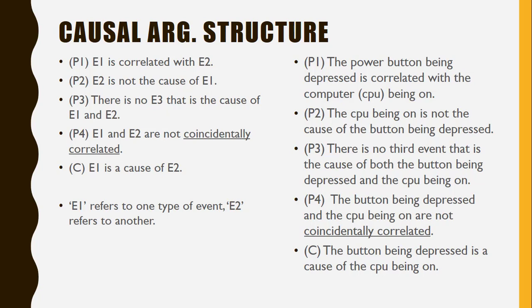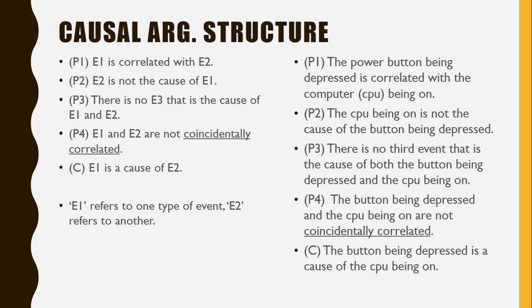The fourth premise is this. E1 and E2 are not coincidentally correlated. They're not accidental correlations; it's not mere coincidence that E1 and E2 are correlated or co-occur with each other. Conclusion. Once you've established all four premises, only then would you be justified in your causal argument for drawing the conclusion that E1 is a cause of E2.